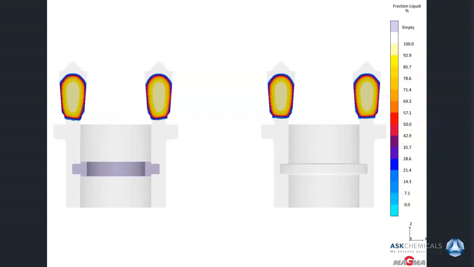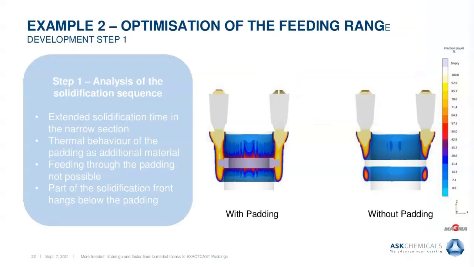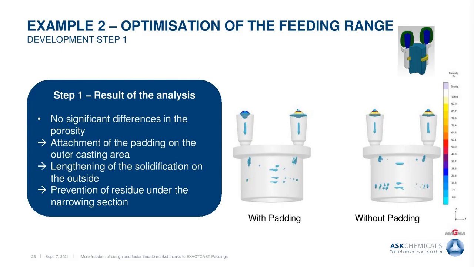So let's check our porosity for this solution. And what we can see is, okay, with the padding, we can move the porosity a little bit upwards towards this narrowing section compared to the version without the padding, but we are not really satisfied with the result. So we need to check if there is another solution.